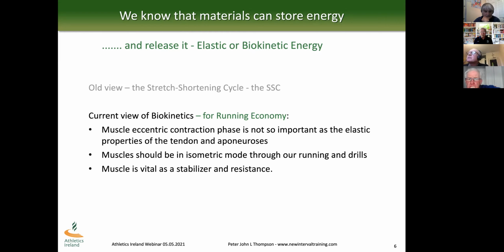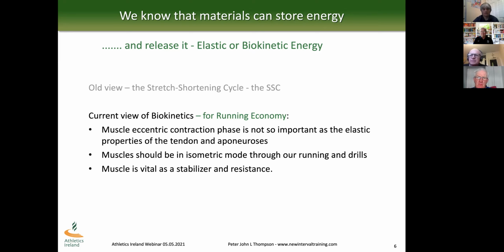And this is unconscious. We don't need to think about it. If you do the running and the drills correctly, that's where the muscles we now know will be, largely in isometric mode. And so the muscle is no longer important as an elastic band. The elastic band is now the tendon and the aponeuroses, but the muscle is vital as a stabilizer and a resistance. So it's not that the muscle is no longer important, it's just that we see the role of the muscle has changed. And so that has implications when we get to consider things like plyometrics.